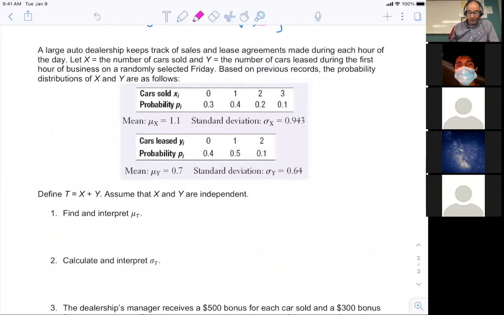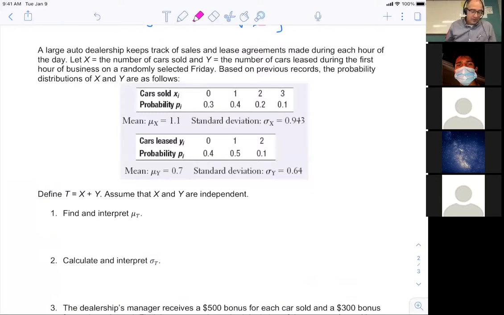Okay, so let's try one here. This is the intent as far as, well, we have cars sold, and again they gave us a mean and they gave us a standard deviation of that. So let's see what we can do. A large automobile dealership tracks sales and lease agreements made each hour of the day. Let X be the cars sold. Let Y be the number of cars leased. Based upon the previous records, the probability distributions of X and Y are as follows.